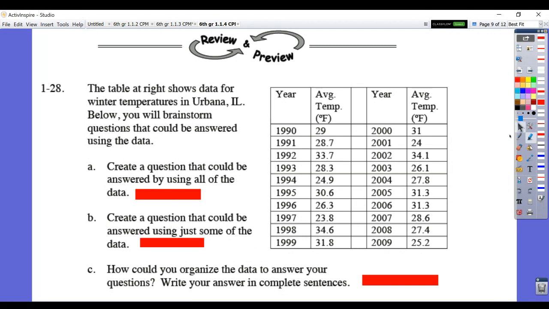And then for C, how could you organize the data to answer your question? So, if you were going to look at finding the median, you'd want to put the numbers in order from least to greatest. If you were looking at averaging them, you'd want to look at adding them and then dividing by how many values there were. So just how you would organize this to answer your questions is what they're getting at for C.